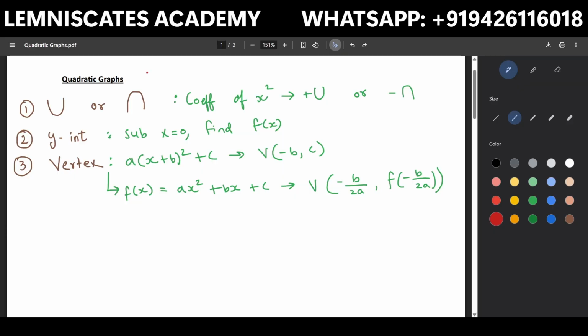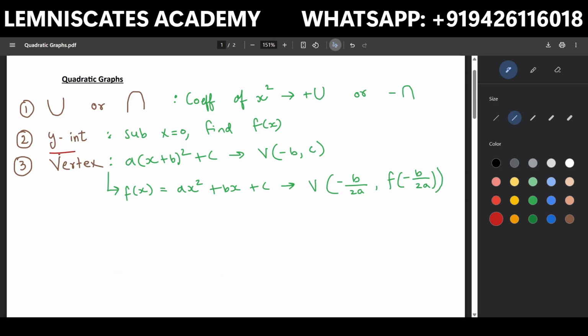So the first thing we'll discuss about is how we can draw the quadratic graphs very quickly. For that, you need to know these three things from the given quadratic expression or the function. The first thing is to identify if your quadratic graph is going to look like a U shape or an inverted U shape. This is how exactly your graph is going to look like. How do you know this? By looking at the coefficient of the x square. If that is positive, it's a U shape. If it's negative, it is an inverted U shape.